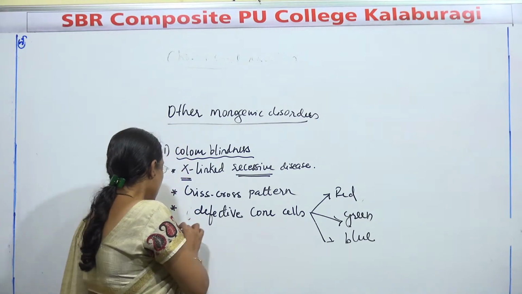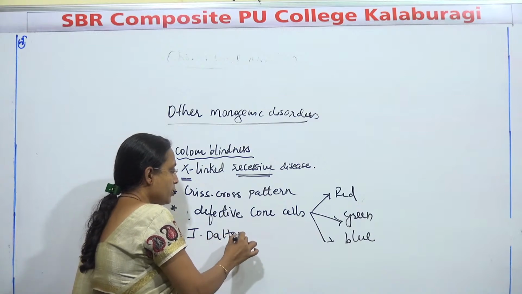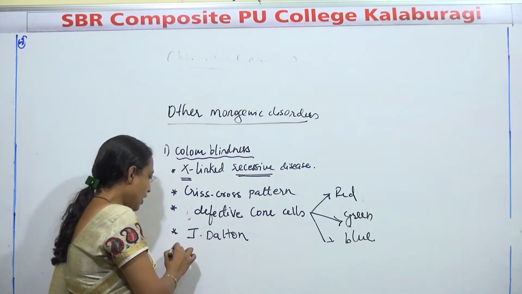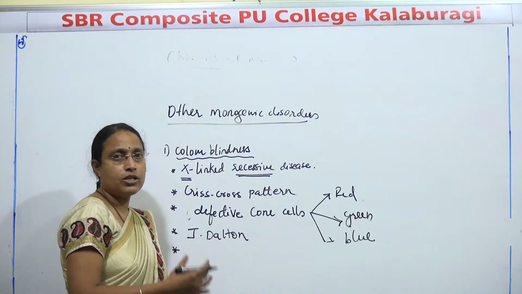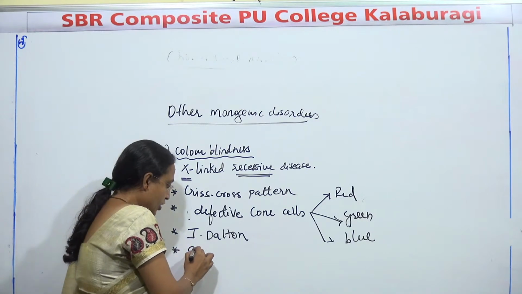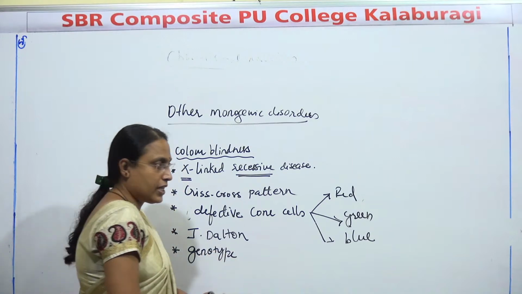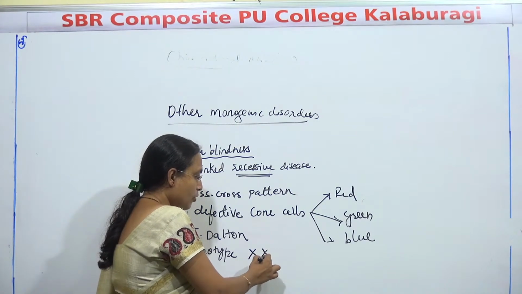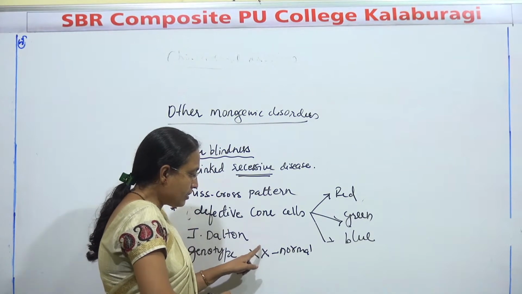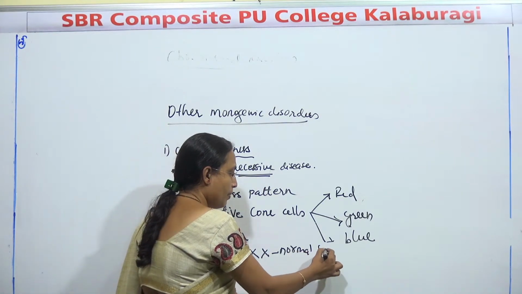Okay. This disease was first studied by John Dalton. Then coming to its genotype, I will explain in brief since these diseases are not detailed in NCERT. So if you check the genotype of color blindness in female, I will explain first. X and X, suppose this is a normal female because she does not have any recessive gene present on the X chromosome, so she is a normal female.